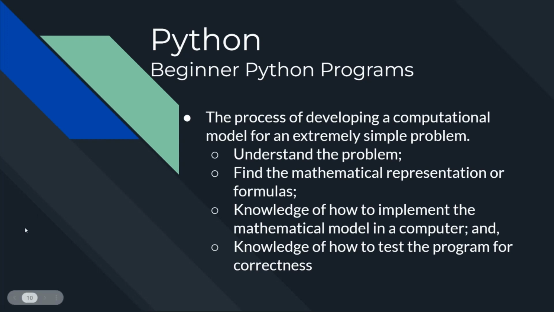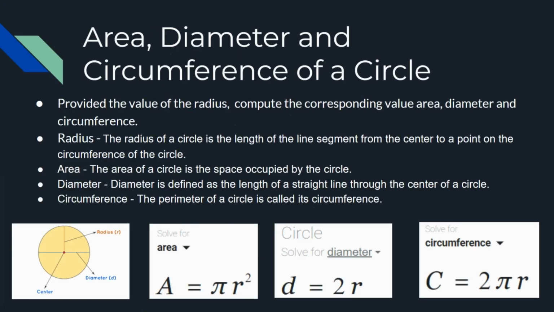Now let's begin. For this first Python program, we will develop a computational model for an extremely simple problem. With any Python computational model, the first step is to understand the problem, the second step is to find the mathematical representation or formula, then understand how to implement the mathematical model in Python, and lastly you need to have knowledge of how to test the program for correctness. Now, let's switch over to an example problem.